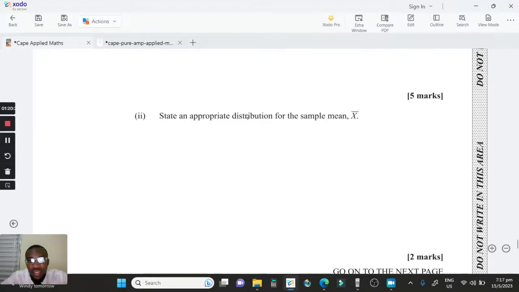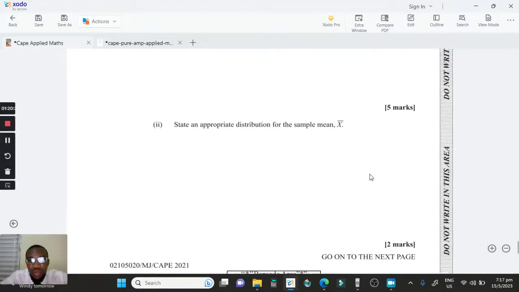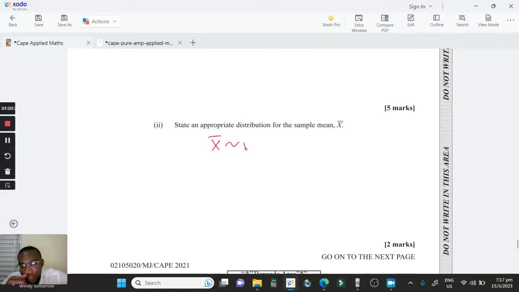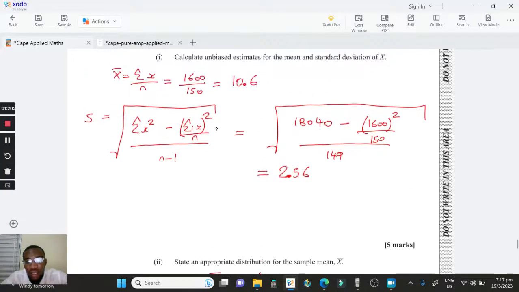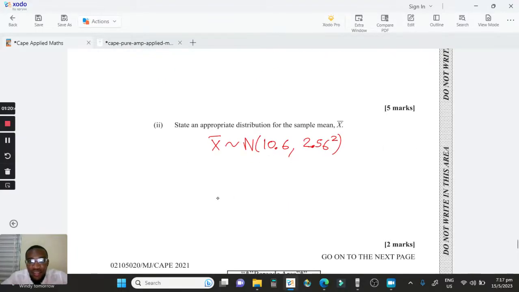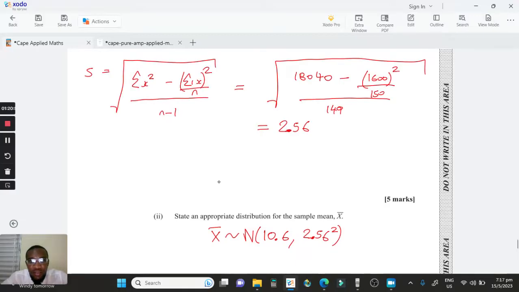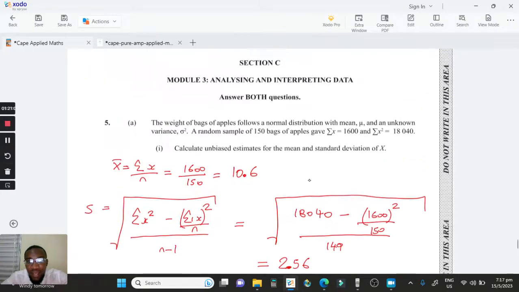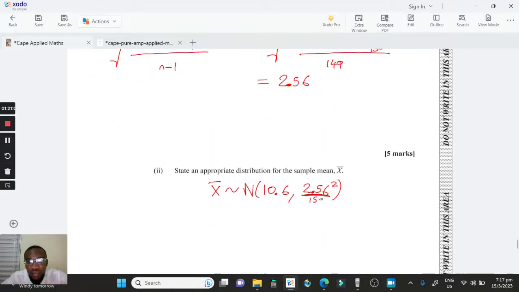Now it says state an approximation of the sampling distribution. Always remember now, bar x is going to follow a normal distribution with mean. The mean mass was 10.6, and then standard deviation squared. So 2.56 squared would give you the variance. That is it. Oh, and then we divide it by n, of course. We divide it by n. Alright, so 2.56 squared divided by n, and n was 150.